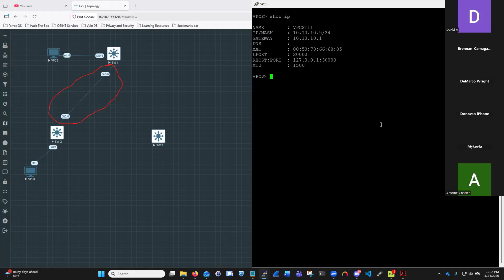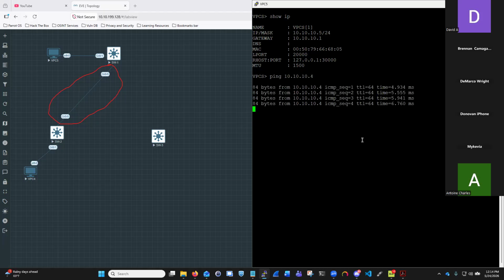Okay, let's do a ping. We know our source, which is 10.10.10.5. Our destination should be 10.10.10.4, just for this lab. And we see that working.